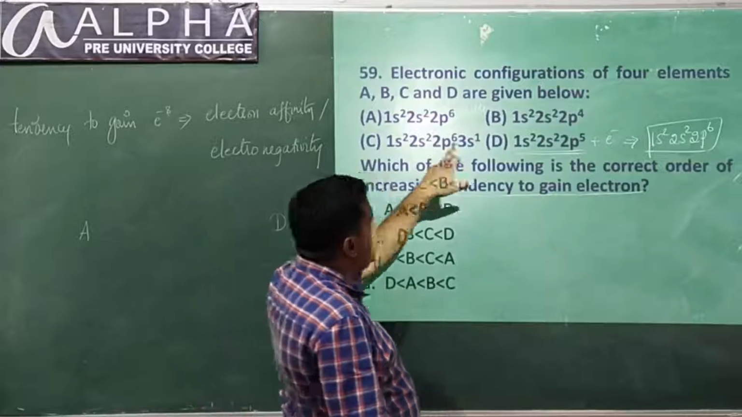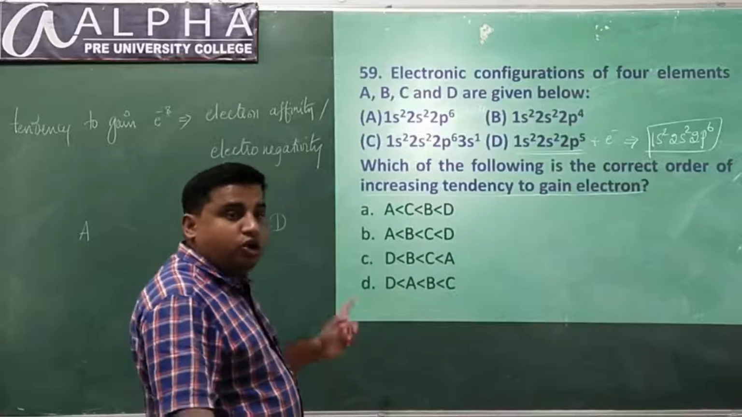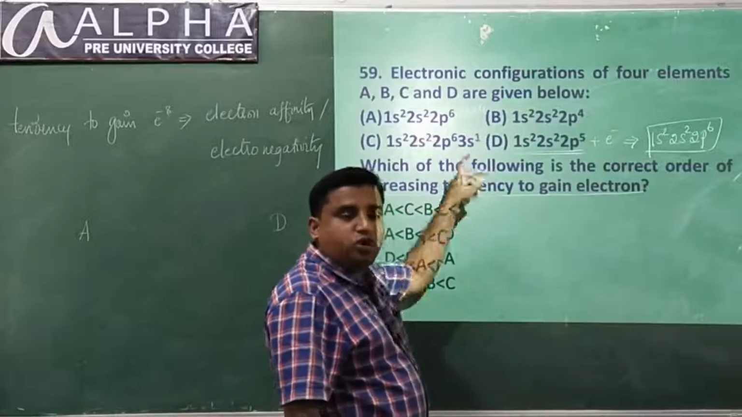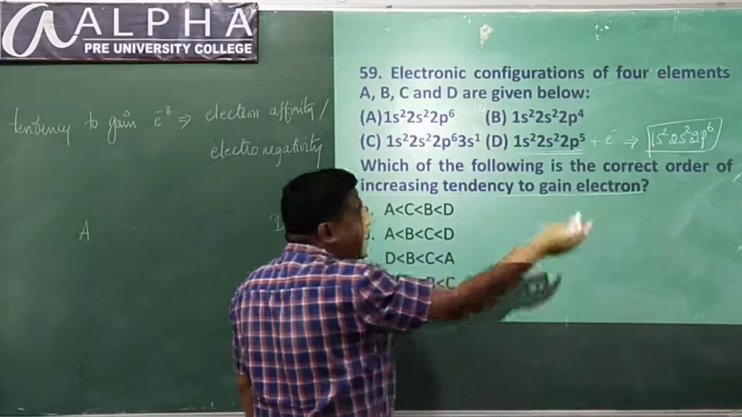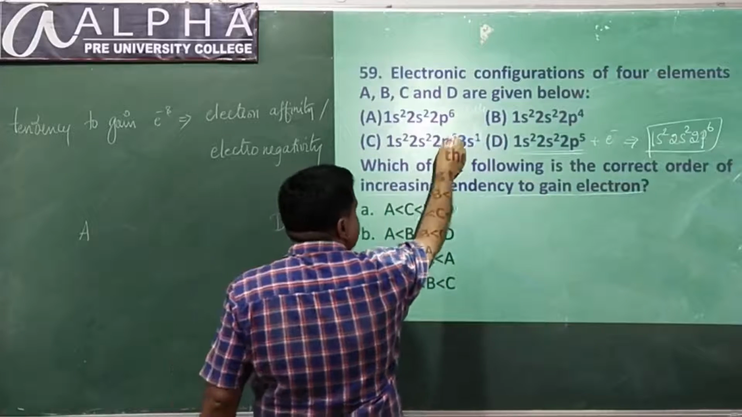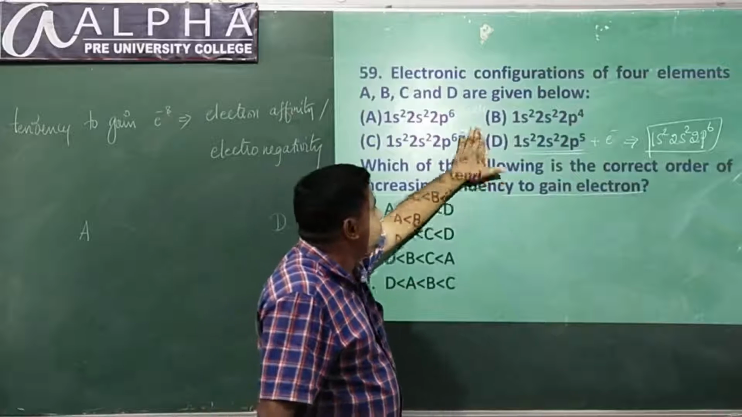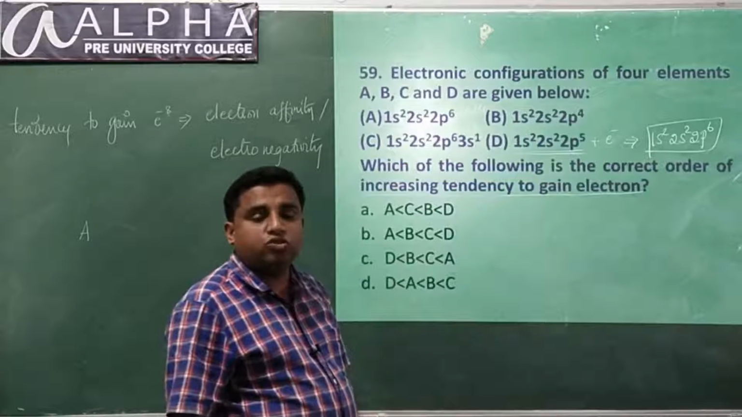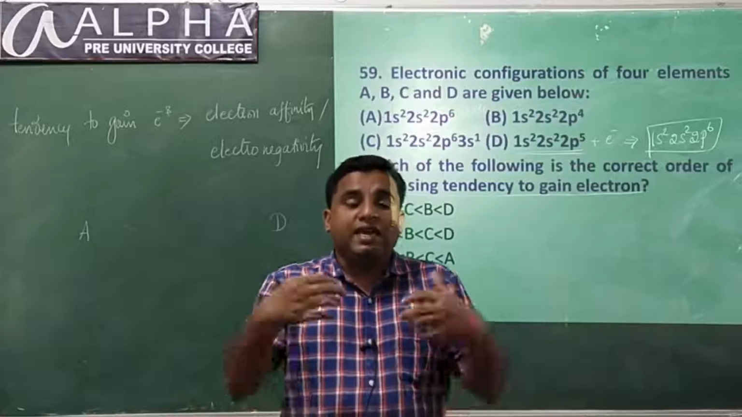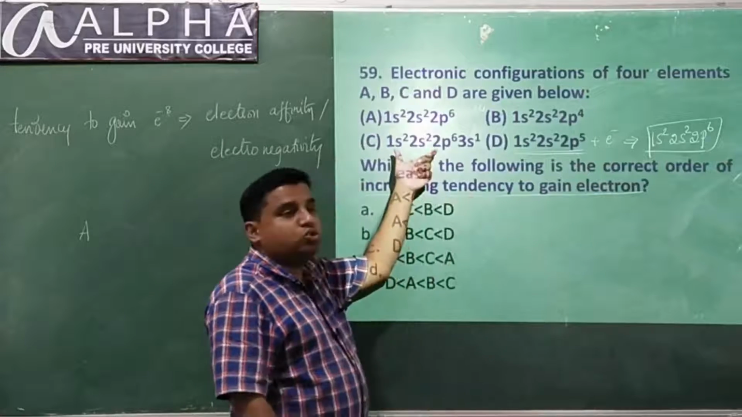Now compare C and B. Observe C: its electronic configuration is 1s2, 2s2, 2p6, 3s1. No doubt it has some tendency to gain an electron, and upon gaining one it becomes 3s2. But rather than gaining an electron, if element C loses this outermost electron, it will attain the nearest noble gas configuration. Therefore, C has more tendency to lose an electron than to gain one.